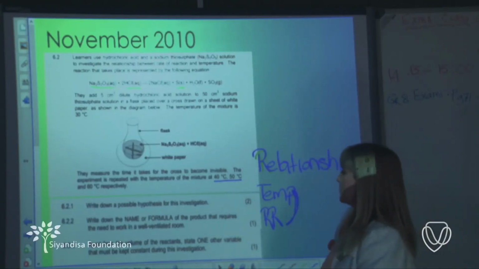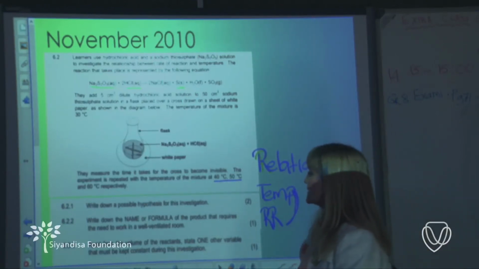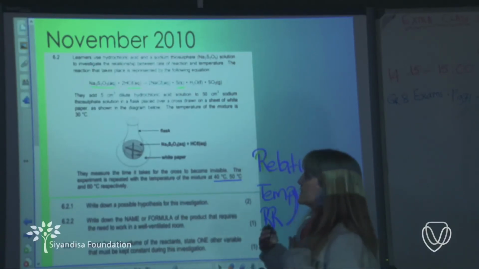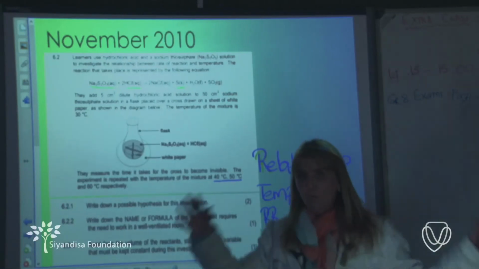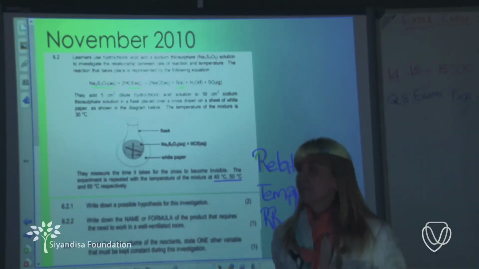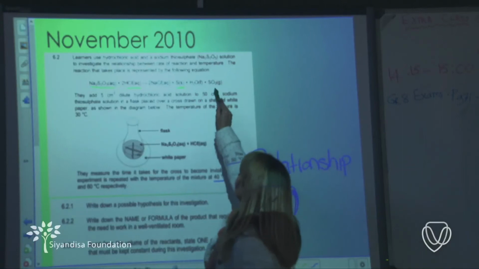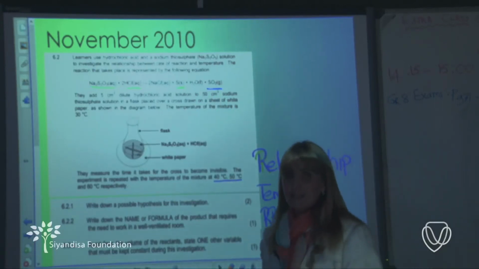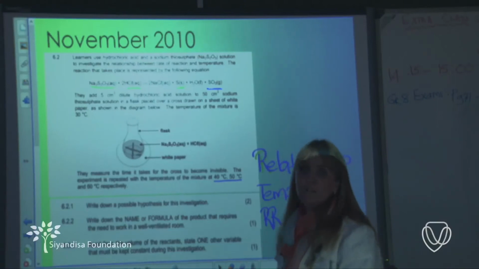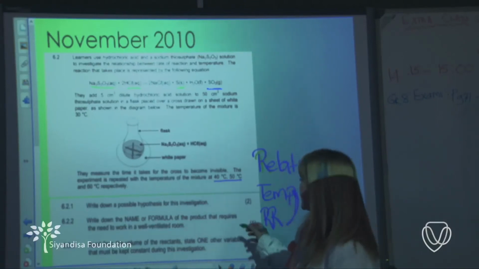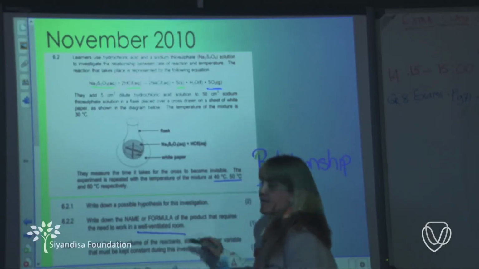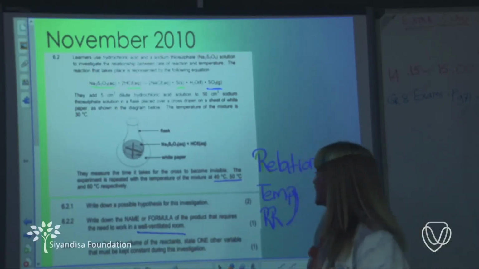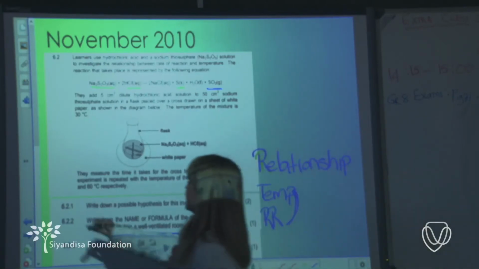6.2.2, write down the name or formula of the product that requires the need to work in a well-ventilated room. In other words, this was carried out in a room where all the windows and doors are open. Why? Because one of the products is sulfur dioxide gas. And whenever you have a gas as one of your products, you need a well-ventilated room. So ladies and gentlemen, when they ask you about ventilation, it's always going to be because of a gas that is formed, that needs to be taken out of the room.